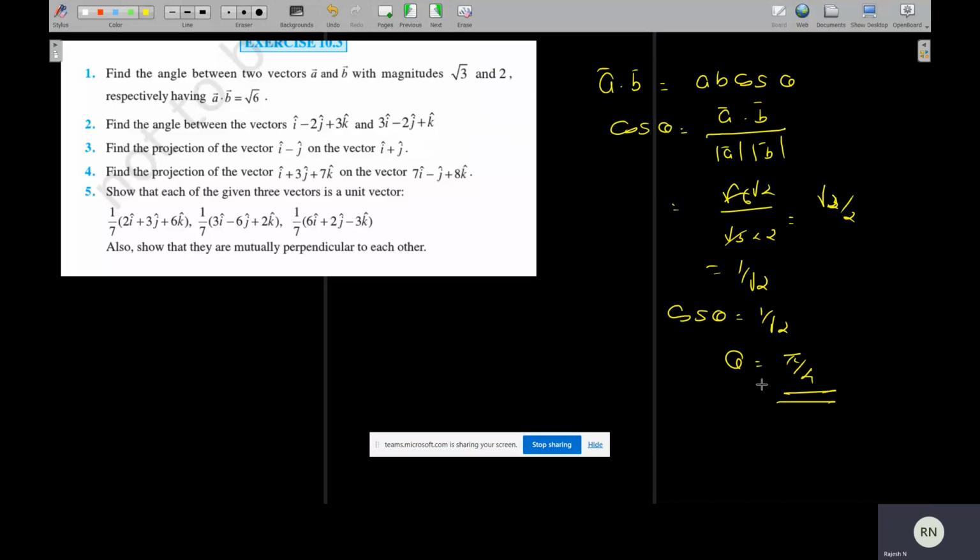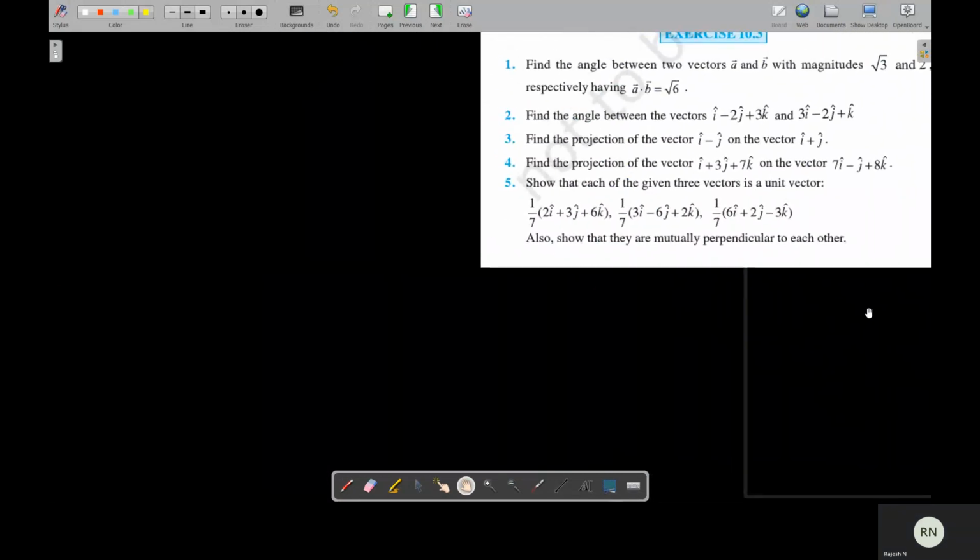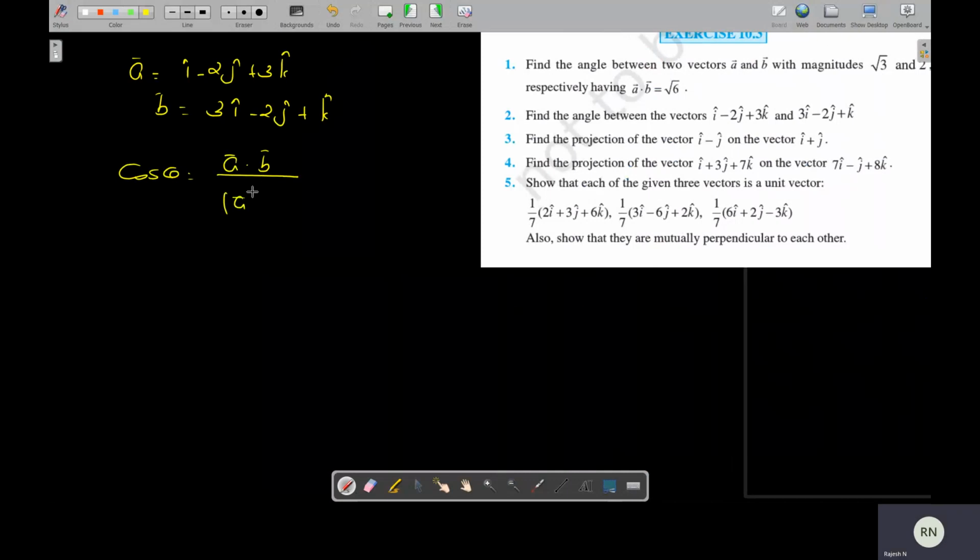Next, find the angle between the vectors i cap minus j cap. So take a bar as i cap minus 2j cap plus 3k cap, and b bar as 3i cap minus 2j cap plus k cap. So we have to find the angle. So what is cos theta?